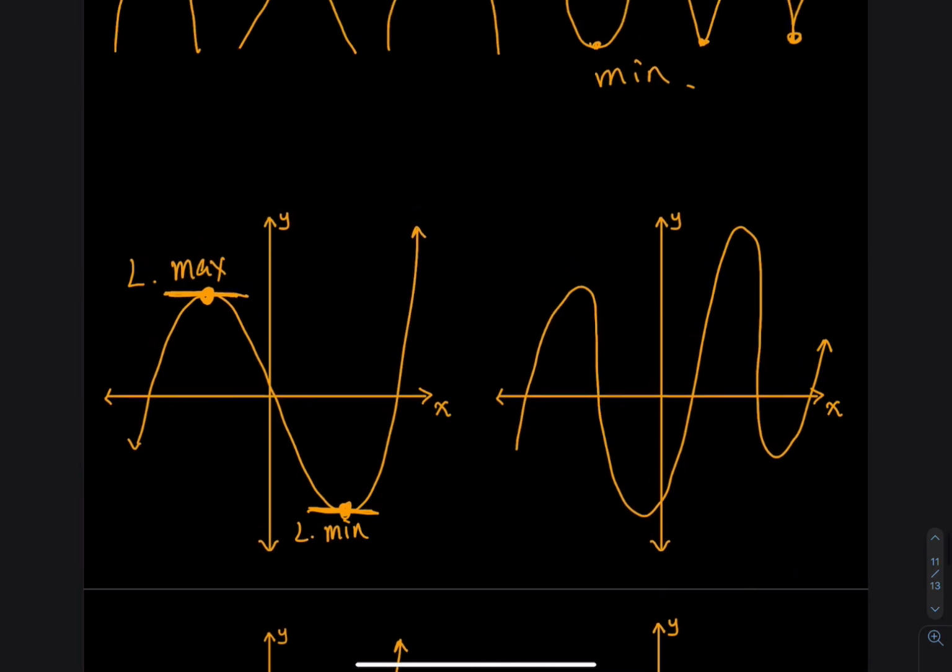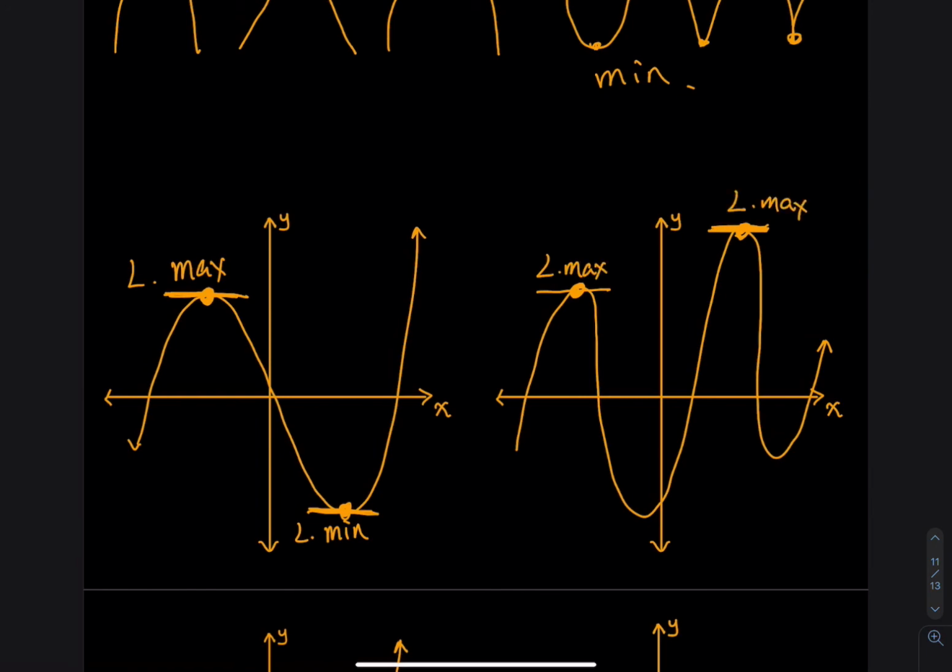Where are the maximum? So we have up, and then we reach the top of the mountain and then down. That is a max. One more right here, up. We have a horizontal tangent and then down. So this is a local max. This is a local max.